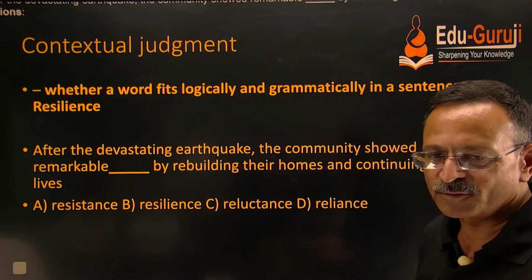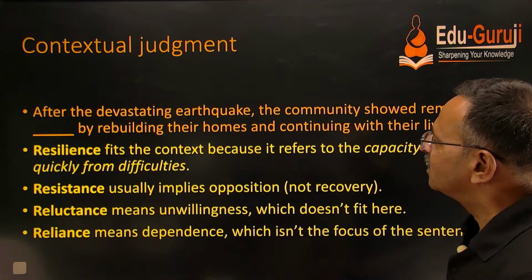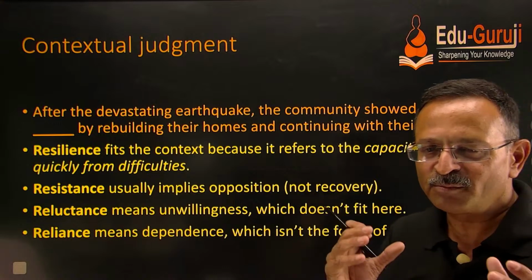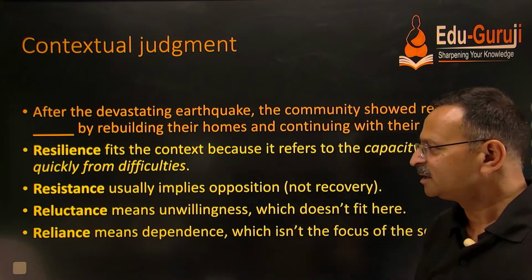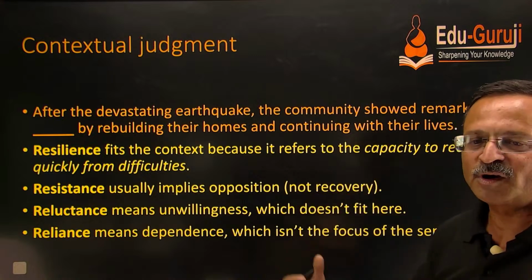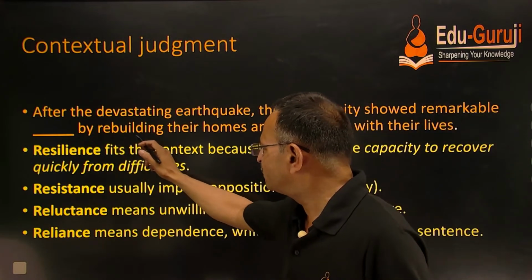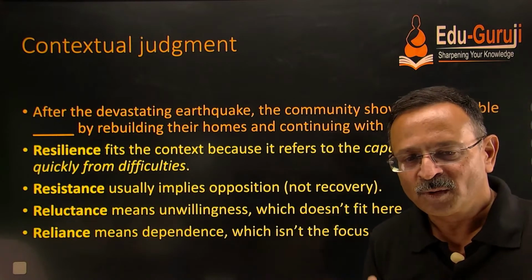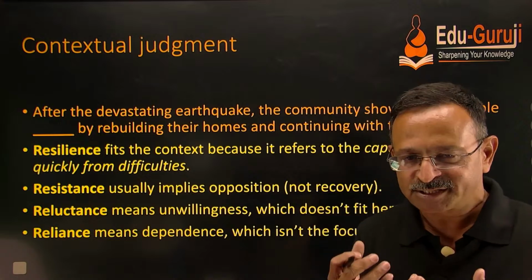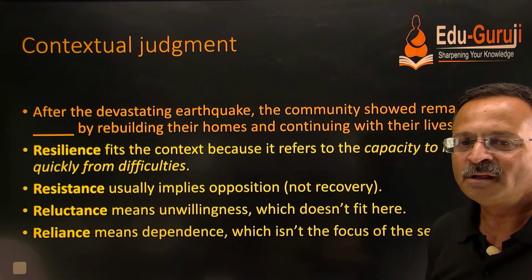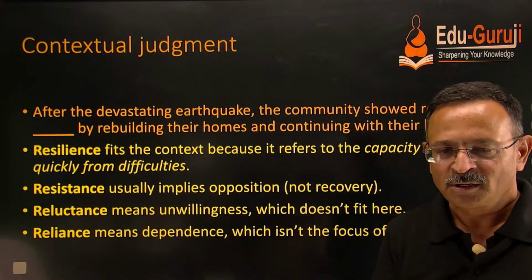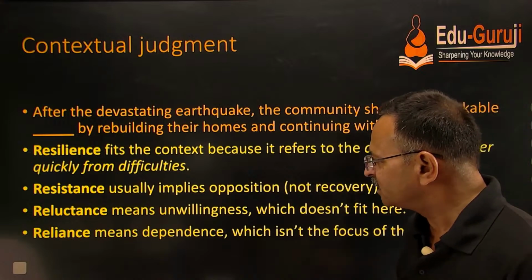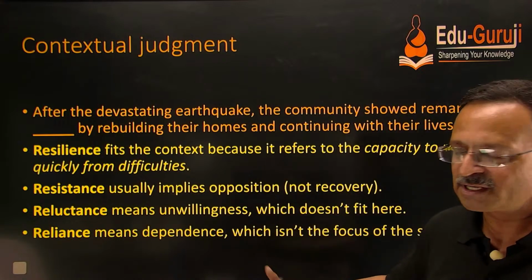So let's see what we can use here. After the devastating earthquake, if you make sense of this particular sentence, you will find we have a number of clues coming here: rebuilding their homes and continuing with their lives. So something wrong has happened, but still they have that ability to rebound, to come back and then start their lives again.